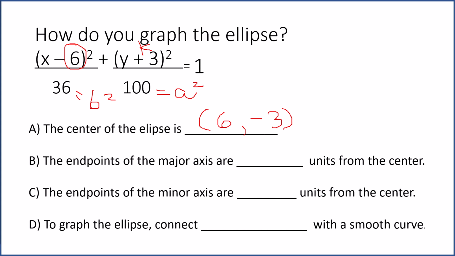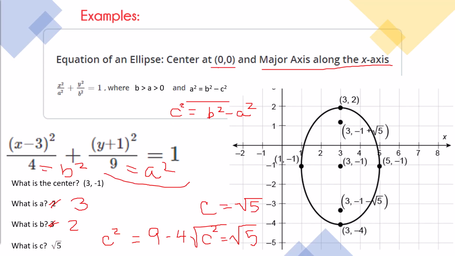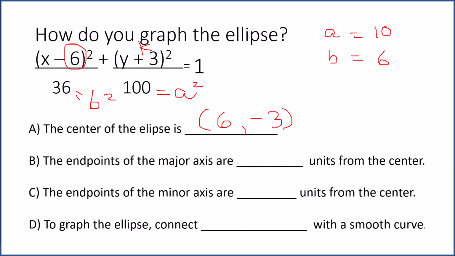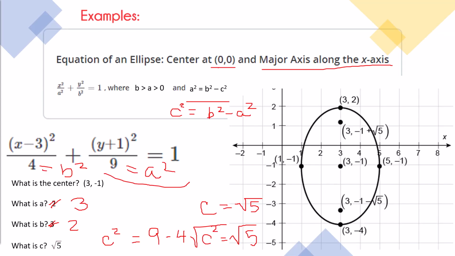Okay, so let's identify what a, b, and c are. Take the square root of 100 to get a. Take the square root of 36 to get b. And to find c, let's go back and look at that formula. C squared equals b squared minus a squared. C squared equals, did I do that right?